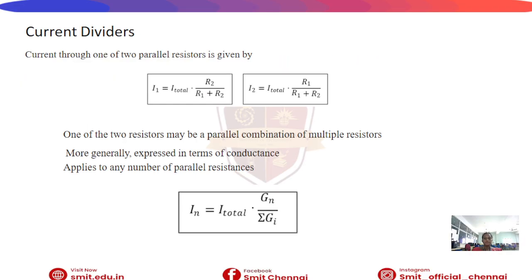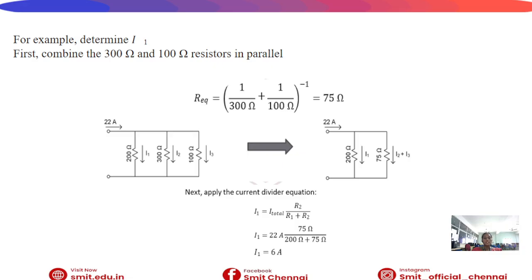For example, three resistors are connected in parallel. Now we have to find the current through the 200 ohm resistor. So I1 equal to the total current I total into the opposite resistor. So the opposite resistor is R2, divided by the sum of all resistors, R1 plus R2. So solve this, we have to find the current I1, the current through the 200 ohm resistor.